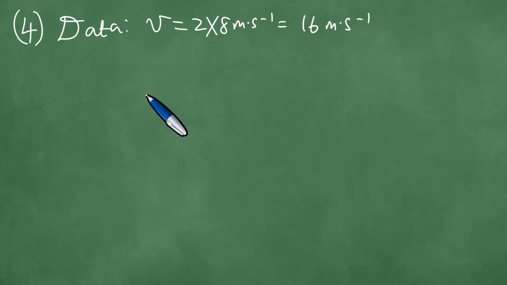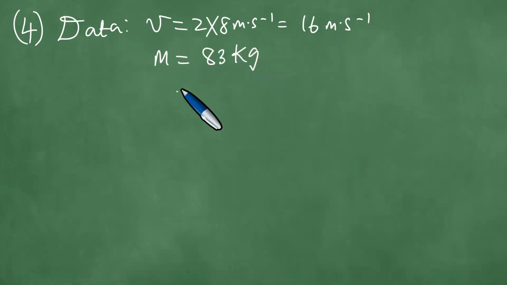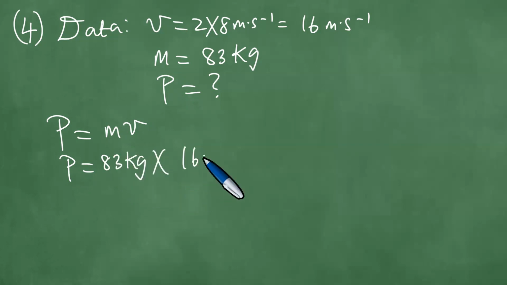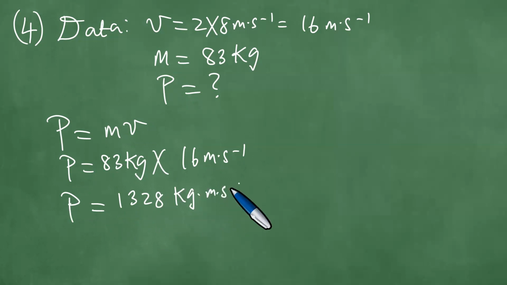Right. So the mass of the cyclist is 83 kilograms. The momentum is, what is it? We want to find the momentum. There are a couple of ways to do this question. The momentum formula is P equals mv, and therefore the mass is 83 kilograms, the velocity is 16, and the product is 1328 kilograms meters per second East.